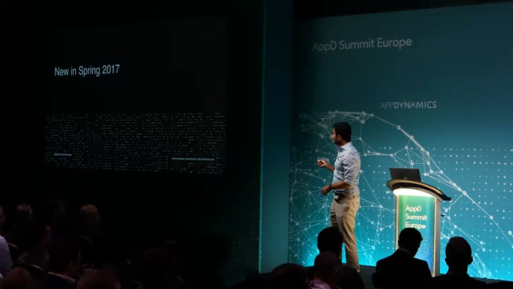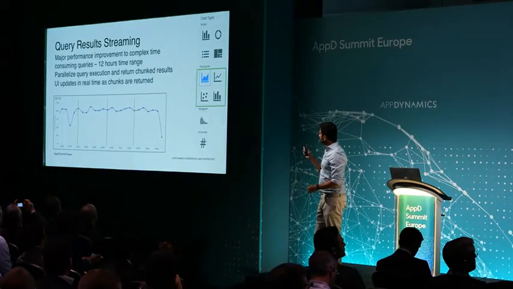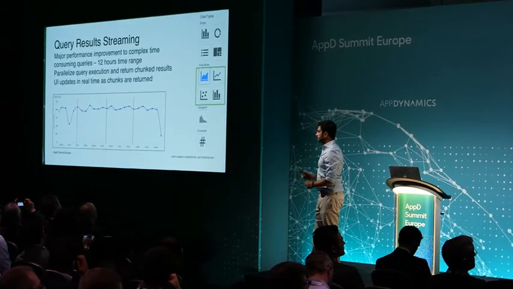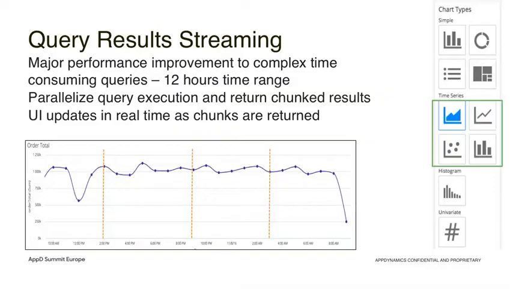In this section, I wanted to touch on a few features that were released in 4.3, which just went GA. One of the first things I want to talk about is query streaming. So we see our customers sending more and more data. We have billions of events hitting our SaaS environment every single day.